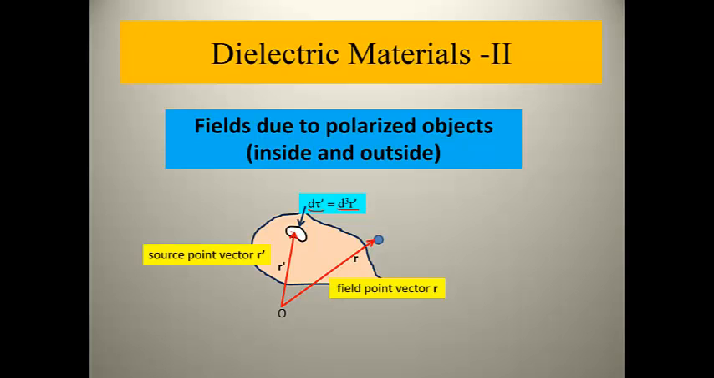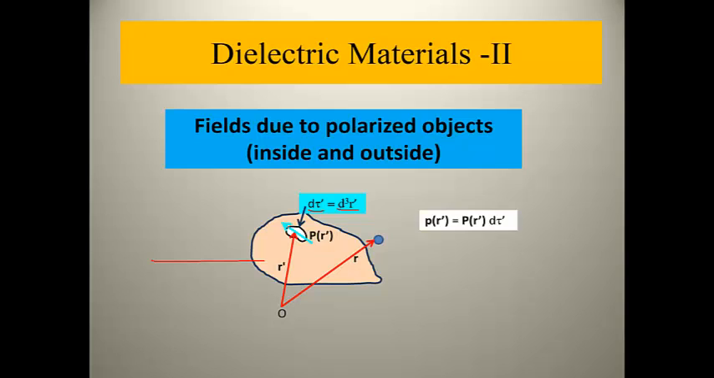If we take a little volume element d tau prime and locate it at a source point position r prime, we can then talk about the field due to the volume element d tau prime at the position r. So that's our field point. Associated with the position r prime is a polarization vector, capital P of r prime. So that'll be located right here.